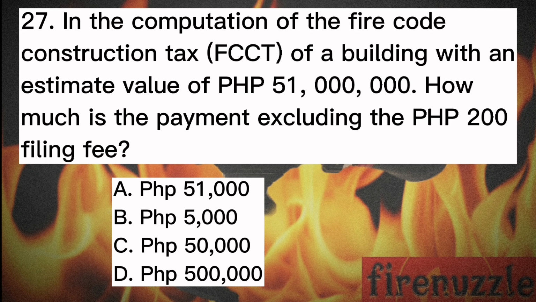27. In the computation of the fire code construction tax or FCCT of a building with an estimated value of 51 million Philippine pesos, how much is the payment excluding the 200 Philippine pesos filing fee? Letter C.